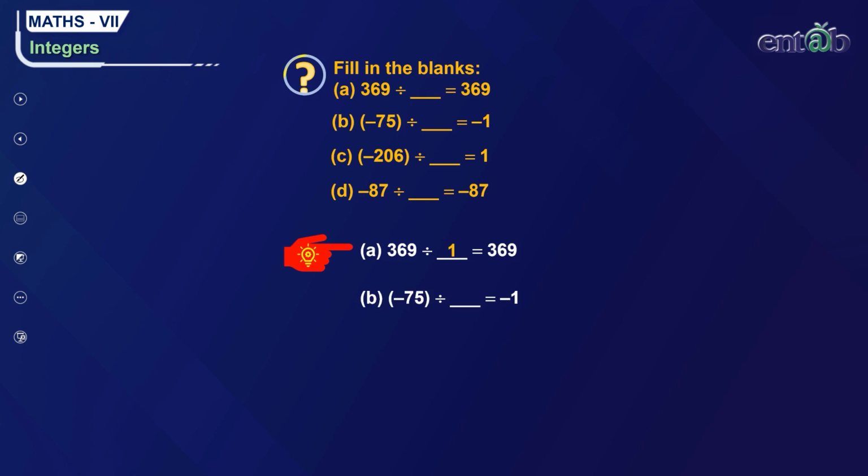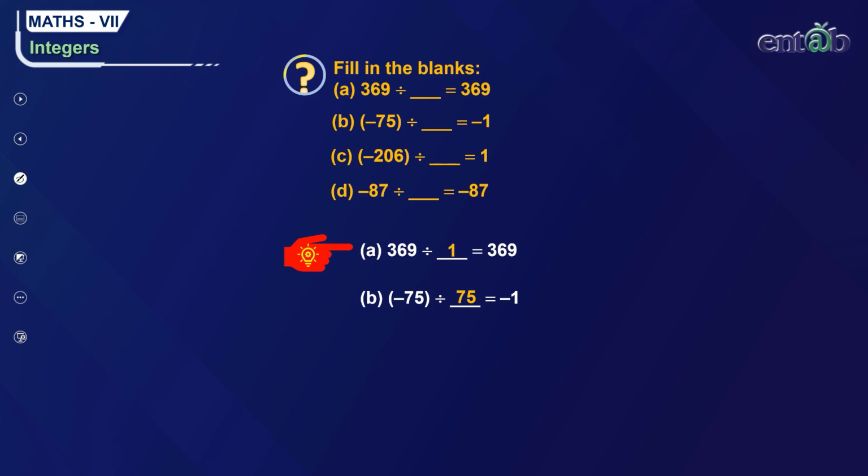Let us look at the next part. Minus 75 divided by blank gives us minus 1. Now, whenever any integer gets divided by itself, we get the answer as 1. But if it gets divided by its additive inverse, we get the answer as minus 1. So, here also we will divide minus 75 by its additive inverse. What is the additive inverse of minus 75? 75, right? So, here we get the answer as 75.